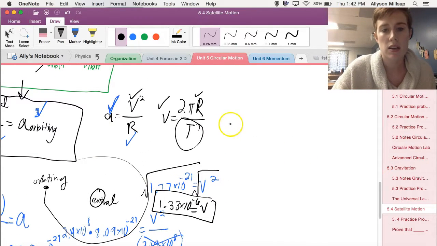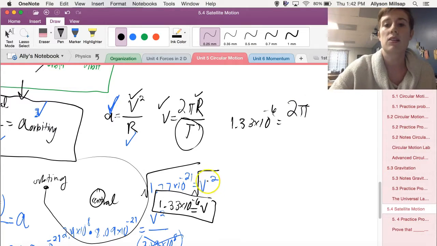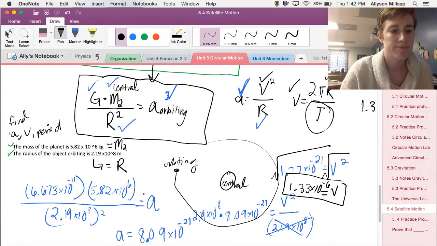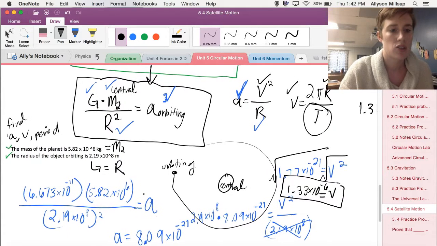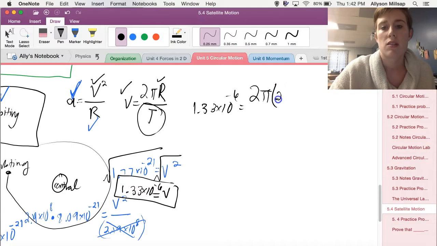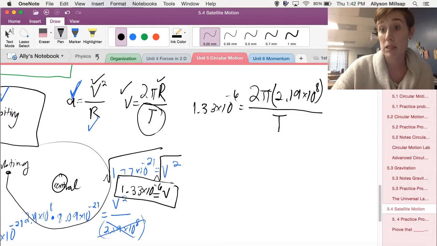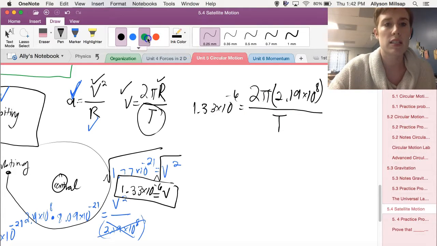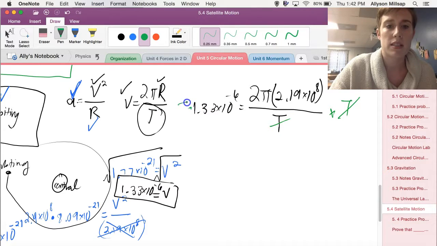So I have velocity, so 1.33 times 10 to the negative 6 equals 2 pi, radius is 2.19 times 10 to the 8th, divided by my T. T isn't time, it's period. So I'm trying to solve for T. How do you get T? Well, it's on the bottom, so I need to put it on the top. So multiply both sides by T. Okay. Now T is gone from the bottom.